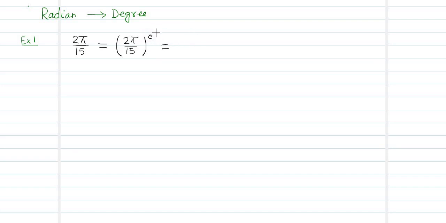So while converting from radian to degree, what do I need to do? 2 pi by 15 into 180 by pi. We need to multiply by this quantity and we will put the degree symbol. So you can see, for the change from radian to degree, we need to multiply by 180 divided by pi. So first, cancellation of pi and pi. Second thing, 15 and 180, if we cancel, we will get 12.